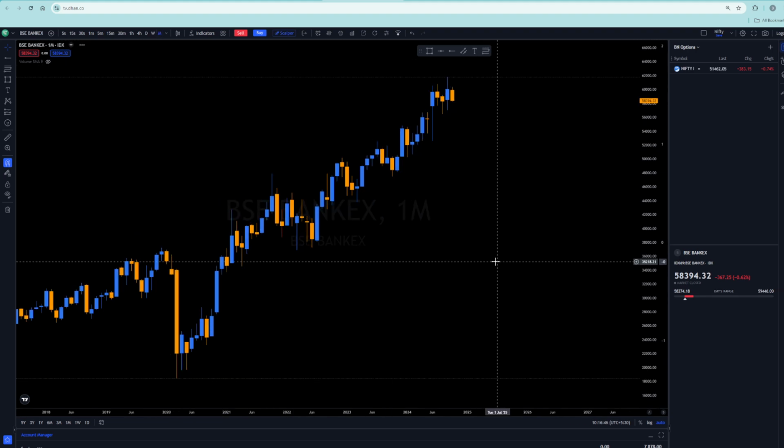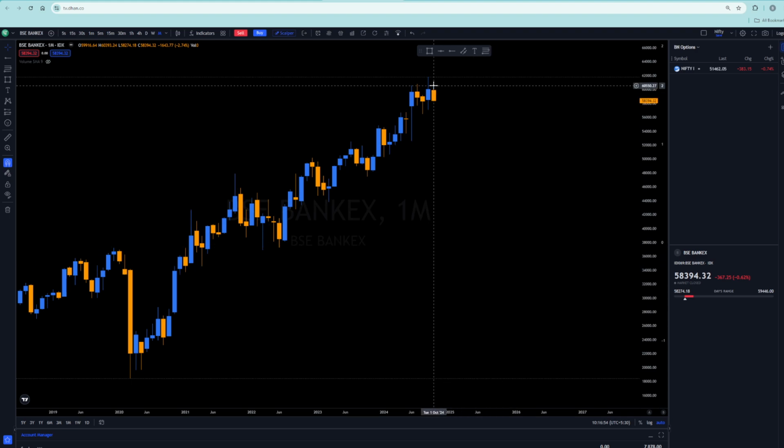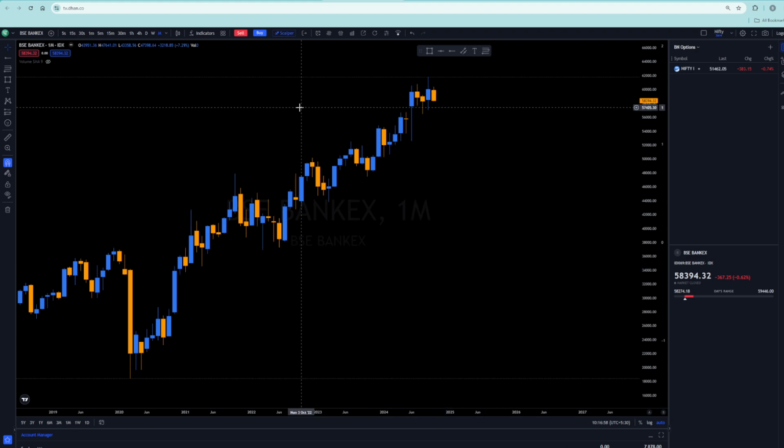So, wanted to make a quick video on BankEx expiry for this Monday. So let's look at some levels. Top-down analysis करके देखते हैं क्या levels आ रहे हैं.